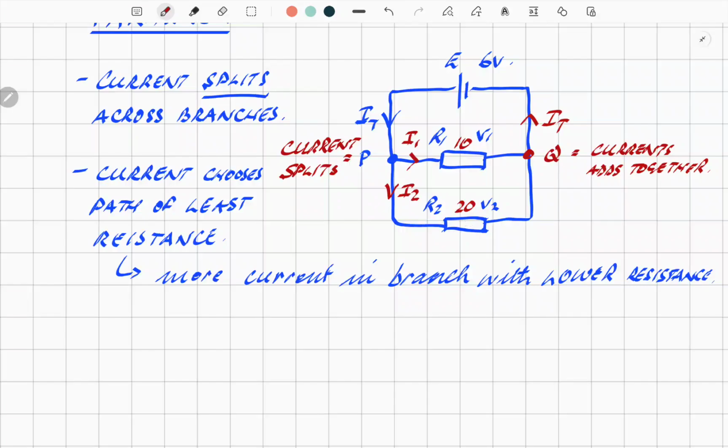Okay, and the next rule, and this is the really important one, in this arrangement between P and Q, and I'll put this in red because this is fundamentally important.